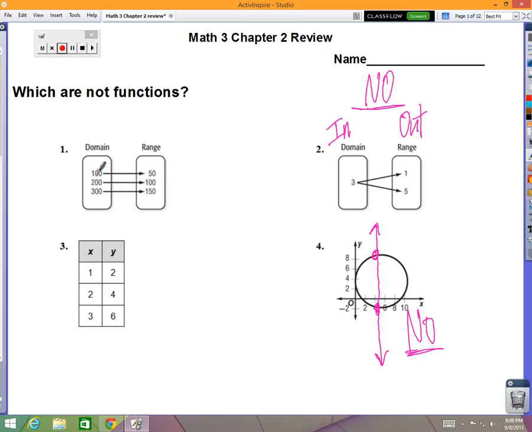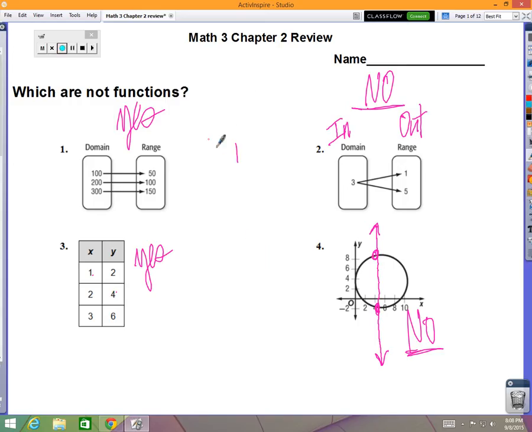So number 1, you plug in 100 and it gives you 50. You plug in 200 and it gives you 100. You plug in 300 and it gives you 150. So this one's a yes. And number 3, 1 gives you 2, 2 gives you 4, 3 gives you 6. This one is a yes.